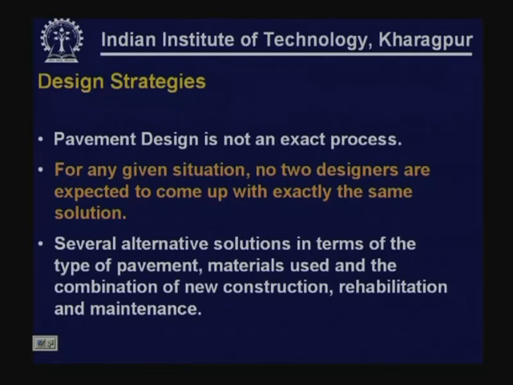We can adopt different design strategies. Pavement design is not an exact process. If two different people design pavements for a given situation, you can expect that they can come up with different design approaches. There could be several alternative solutions in terms of the type of material, in terms of the type of pavement, in terms of the number of layers that we use, and it can be in combination with, we can suggest new construction, we can suggest rehabilitation, we can suggest maintenance. So there can be various alternative ways of doing a pavement design. There cannot be an exact solution for pavement design.